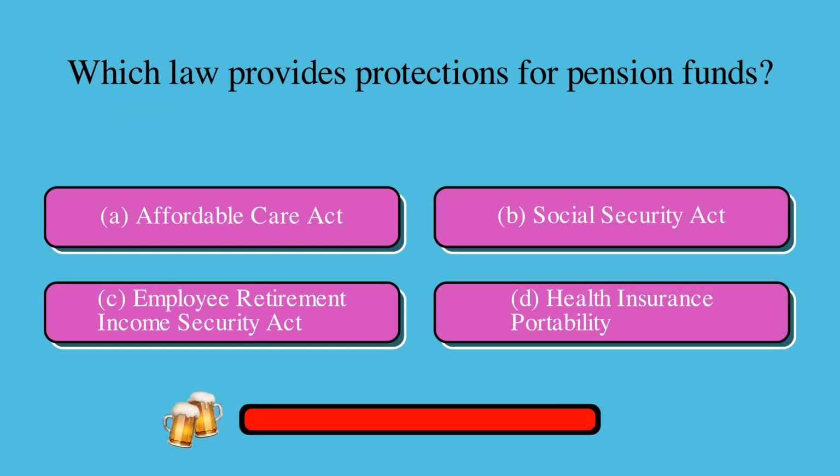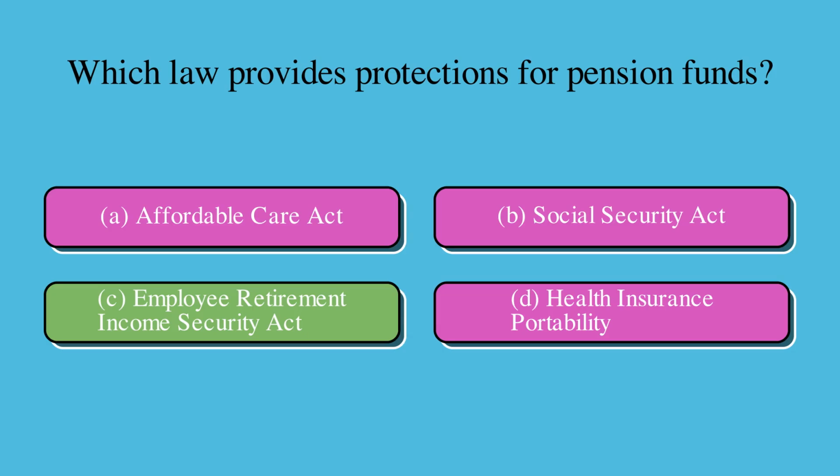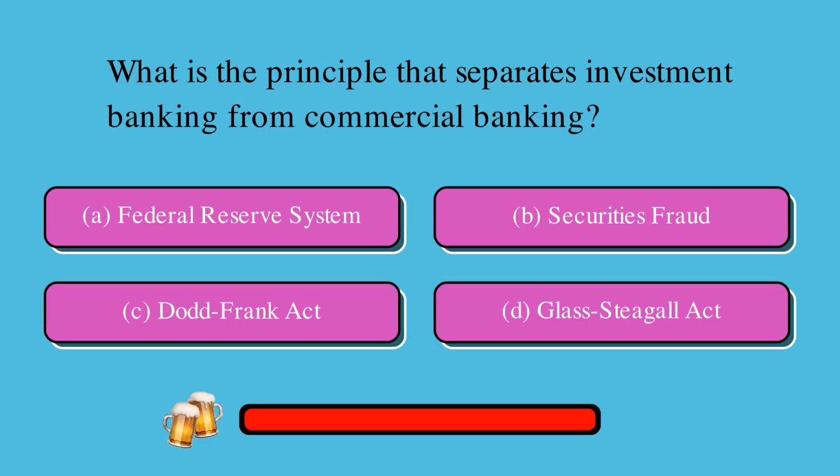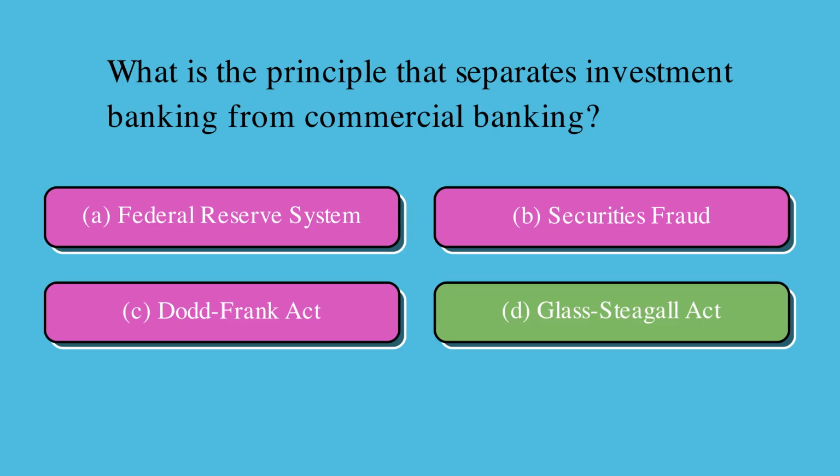Which law provides protections for pension funds? Is it A, Affordable Care Act, B, Social Security Act, C, Employee Retirement Income Security Act, or D, Health Insurance Portability? The correct answer is C, Employee Retirement Income Security Act. What is the principle that separates investment banking from commercial banking? Is it A, Federal Reserve System, B, securities fraud, C, Dodd-Frank Act, or D, Glass-Steagall Act? The correct answer is D, Glass-Steagall Act.